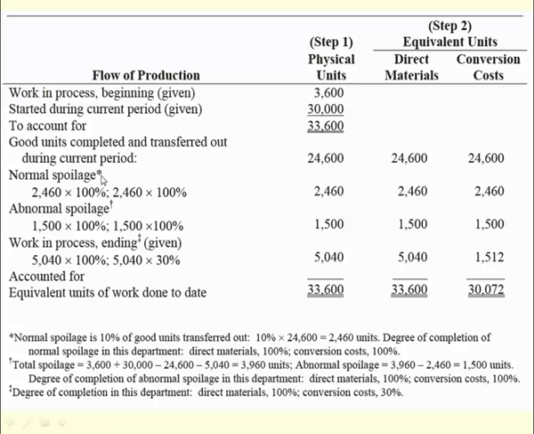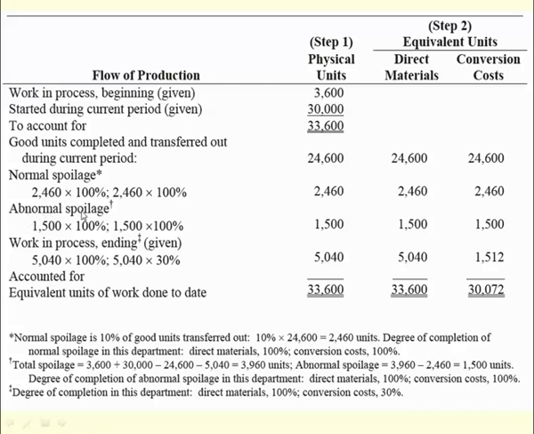Normal spoilage is 10% of good units transferred out. So 10% multiplied by 24,600 units equals 2,460 units. So number of units under normal spoilage is 2,460 units. And for direct materials, it's 100%, and conversion cost also 100%.